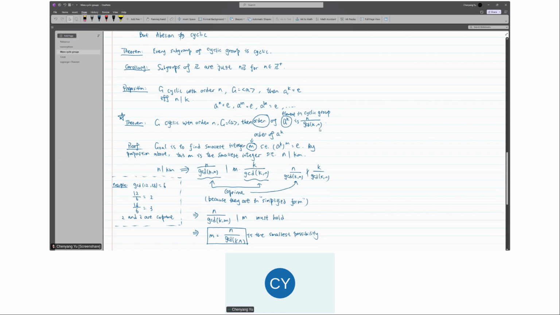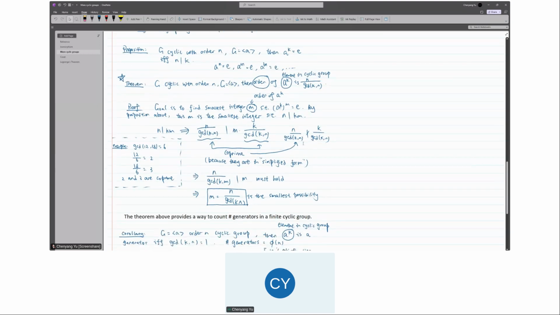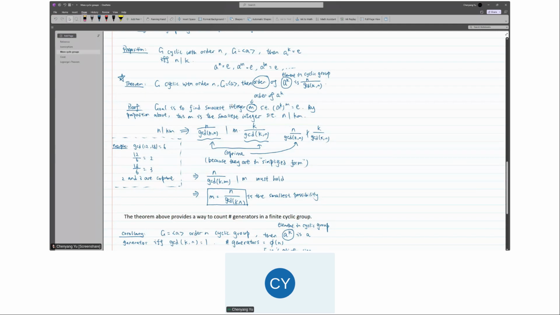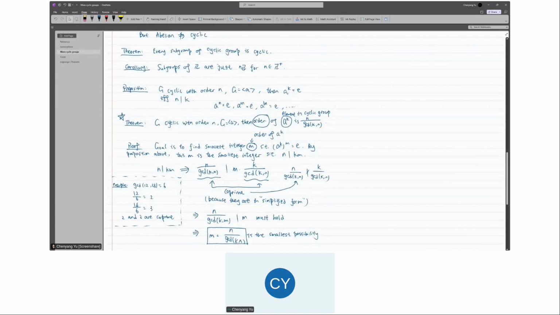So yes, the proof is very interesting. Let me show you the proof. Our goal is to find the smallest integer m. The smallest integer m comes from the definition of the order of an element. So this m is just the order of A to the k. That's what we want to show. So we are looking for this order, and we call this order m.